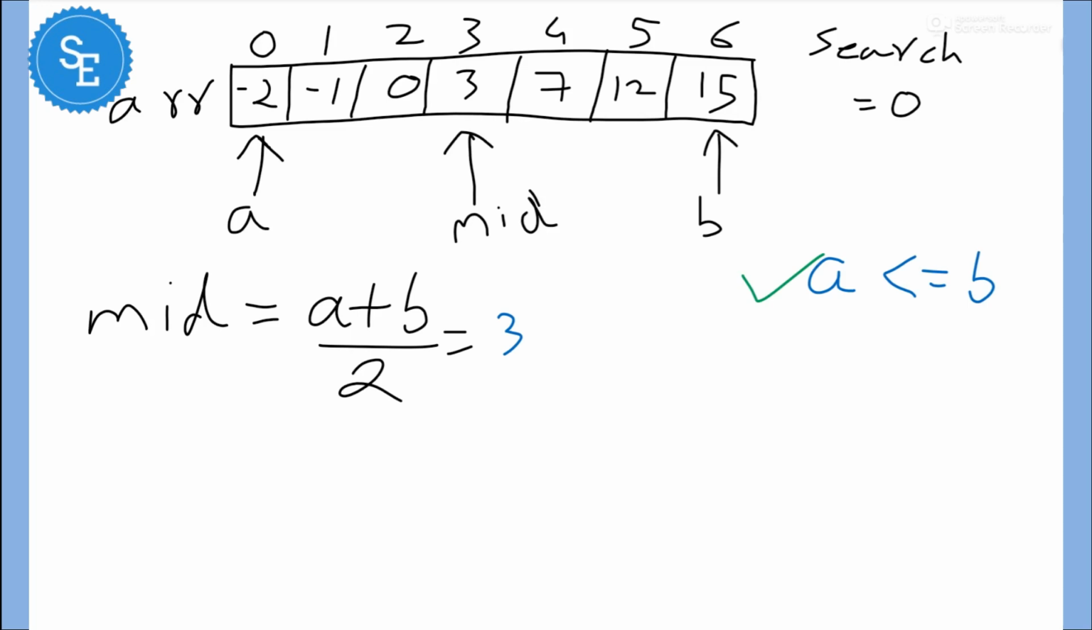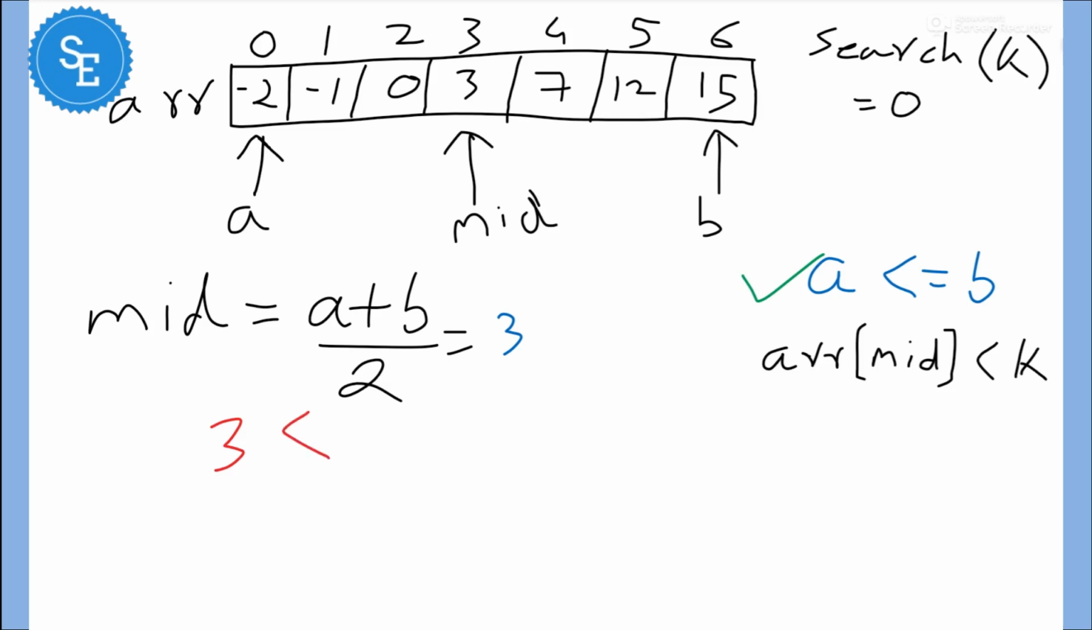Now we will check the conditions. Our first if condition will check if the array's mid element is lesser than the value to be searched. Let's say it's variable k. Is ARR of mid lesser than k? Is it coming out to be true? ARR of mid is currently 3, and we have to check if 3 is lesser than 0.